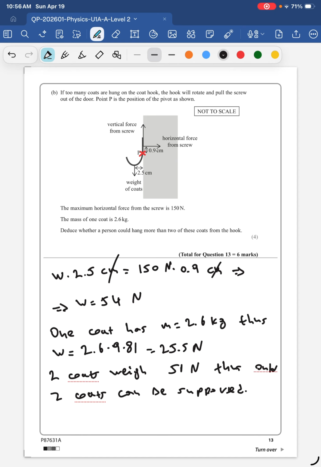So 3 coats would weigh, in this case, 76.5 newtons. So I'm going to write down 3 coats would be 76.5 newtons, which is larger than 54 newtons. So, no. Okay, and this was question 13. Kind of straightforward. So, let's move on to question 14.